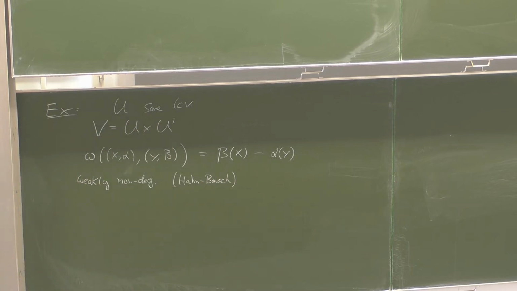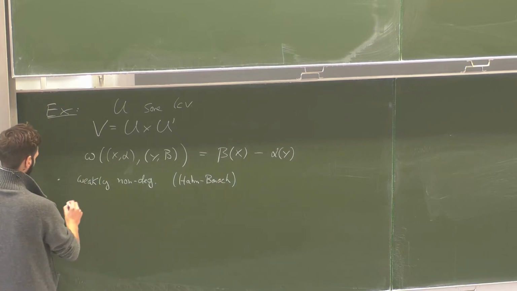You need to have enough. You give some reasonable example of a strongly non-degenerate one. Yes, so that's where it comes in. So it's very weakly non-degenerate, that follows by the Hahn-Banach theorem.